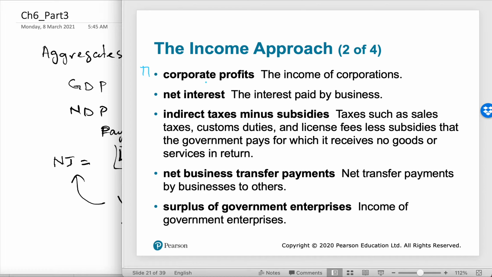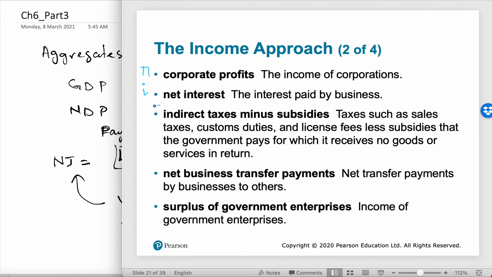Corporate profit: if you have a company and you are hiring land, labor, and capital, and then you are selling your item, the difference is your profit. So it's a take-away from doing the business. And interest is the payment for the capital.